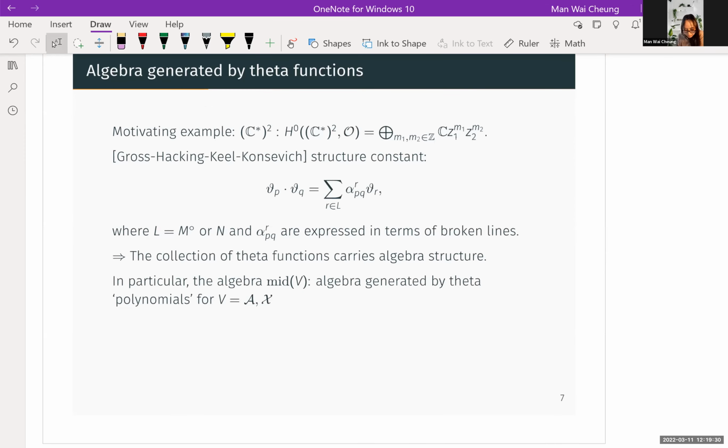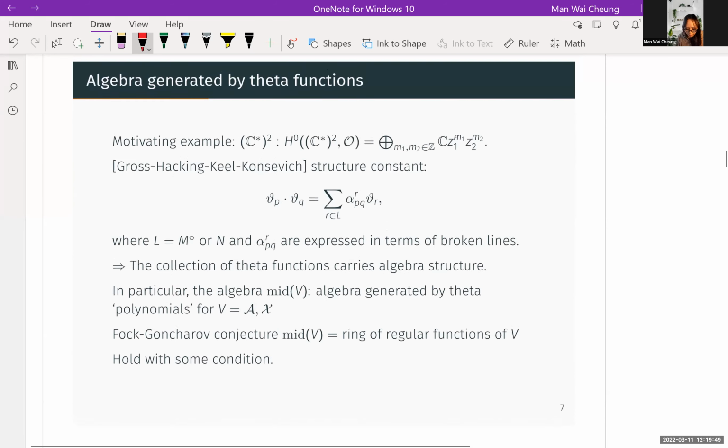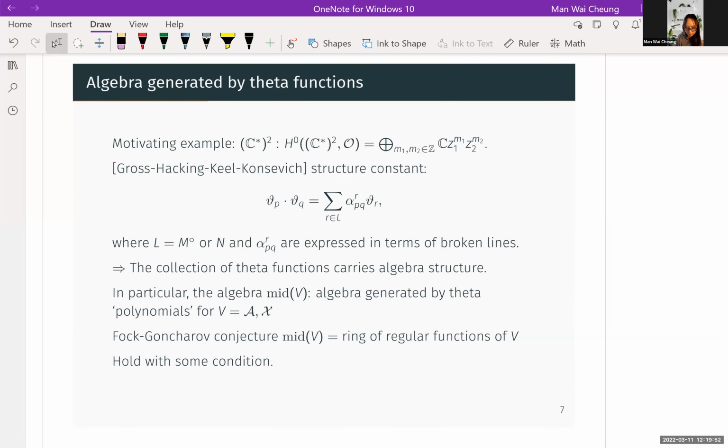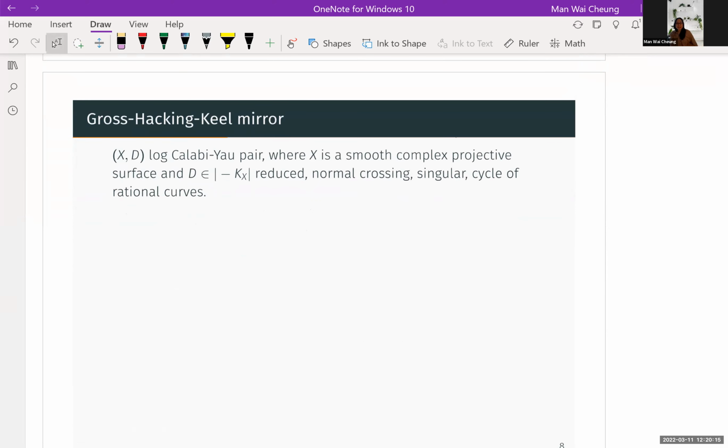In particular, the algebra we care about is what we call the middle cluster algebra, the algebra generated by theta monomials, where we want the theta functions to be not series but polynomials, for the cluster varieties A and X. And then Fock-Goncharov conjecture that this middle cluster algebra is the ring of regular functions of our cluster variety, which holds with some convexity condition, actually related to the positive polytope of my other paper. But anyway, let's go back to the mirror symmetry side.